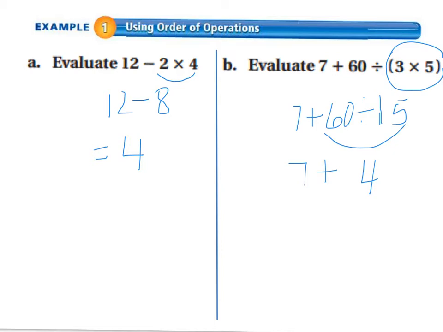That was my division. Now I'm on to Aunt, which is add. 7 plus 4 is 11, and there is no subtraction. So evaluating 7 plus 60 divided by 3 times 5, I multiplied first within those parentheses because of the parentheses. Then I divided, and then I added to get 11.